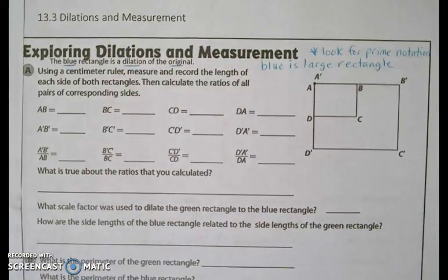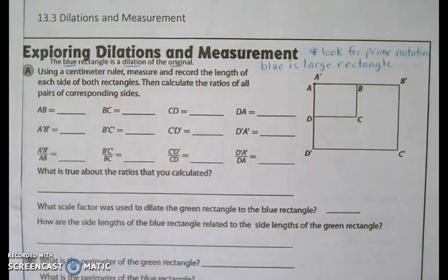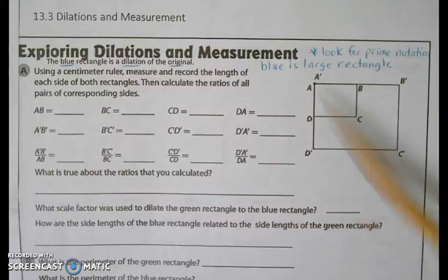So when you read the directions, it says that the blue rectangle is a dilation of the original. Well, obviously we have no color on our paper, so the way that we can determine the new figure, again, is to always look for prime notation. So the blue is actually the large rectangle.